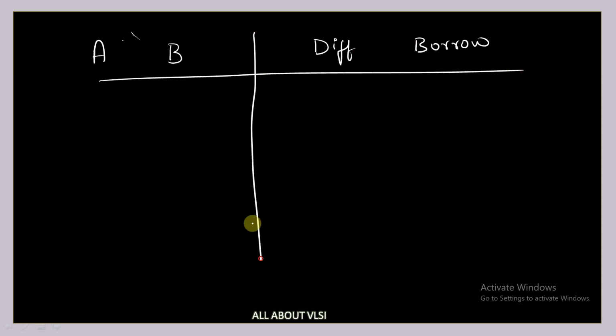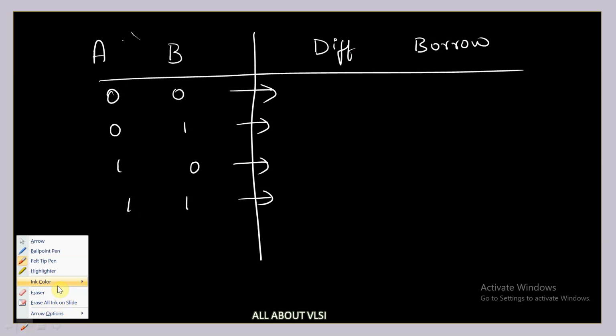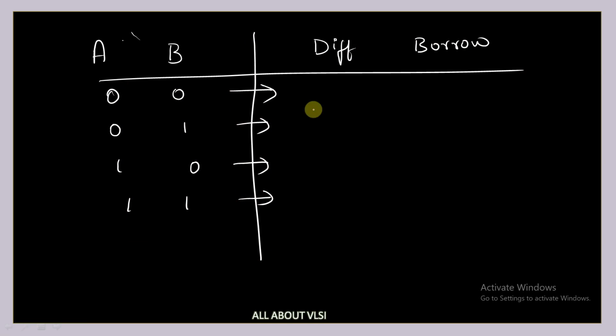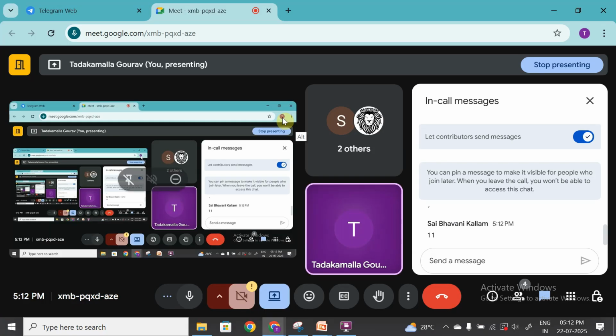So what are the combinations we have? 0 0, 0 1, 1 0, 1 1. Now quickly tell me what are the values of difference and borrow for each and every case. So 0 0, difference is 0 and borrow is 0. Now 0 1, what is difference and what is borrow? Quickly tell me.